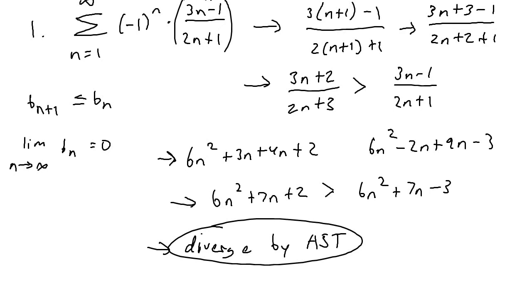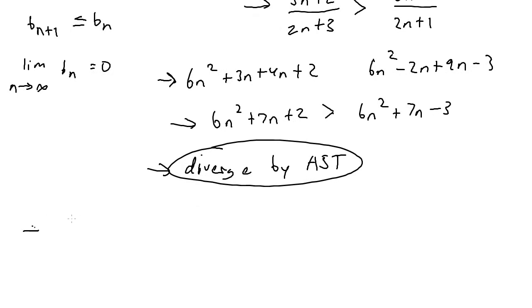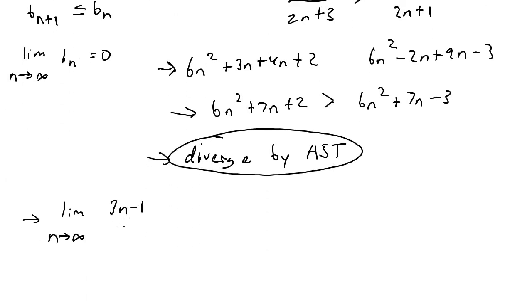And if you want to double check, you can also take the limit of b sub n. So if we were to do that, the limit as n approaches infinity of b sub n, which is (3n minus 1) over (2n plus 1). Once again, we're looking at the highest degrees of the numerator and denominator. The highest degree of the numerator is 3n, and on the denominator it's 2n. And when they're the same degree on the numerator and denominator, you just look at the ratio of the coefficients. And so the limit is 3/2, which is not equal to 0. And that's how you can tell that it also diverges by the AST.